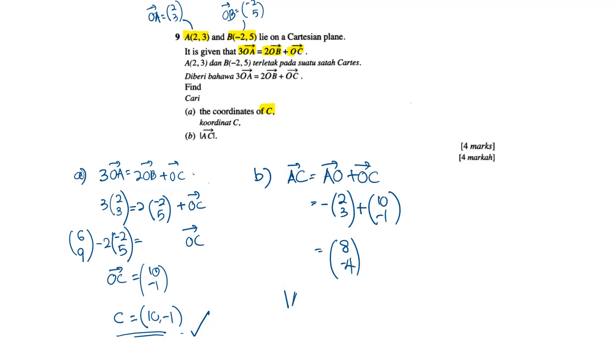The magnitude of AC equals the square root of 8 squared plus 4 squared. Press calculator, look. 64 plus 16 and then you square root the answer. 8.944 units. That's the answer.